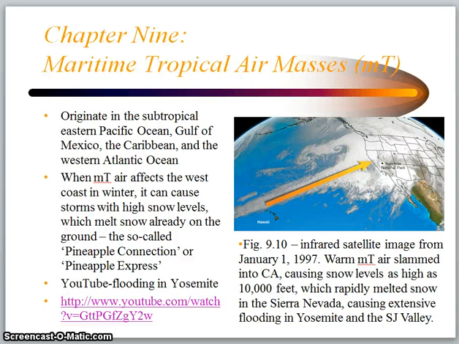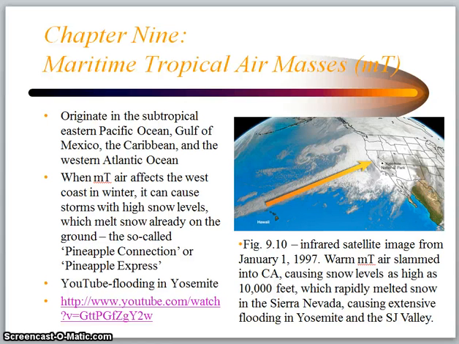This is an infrared satellite image from January 1st, 1997, showing this so-called Pineapple Connection, with very warm, moist air causing a tremendous amount of rain that fell on snow that already was in the Sierra, rather deep snow that fell in December of '96, just the month before. And the snow level then went up to 10,000 feet.